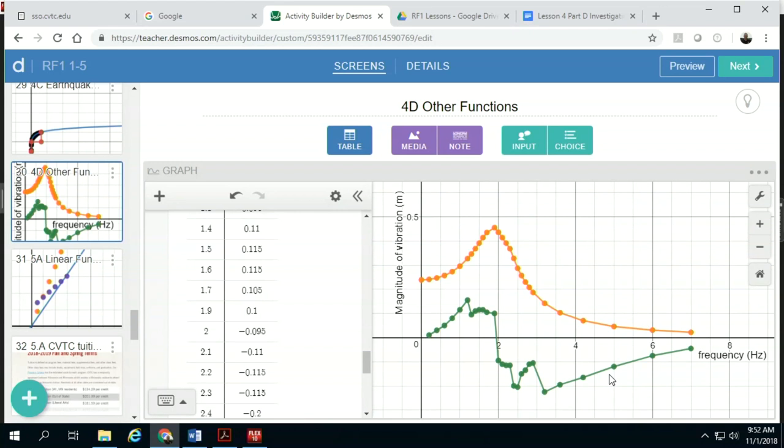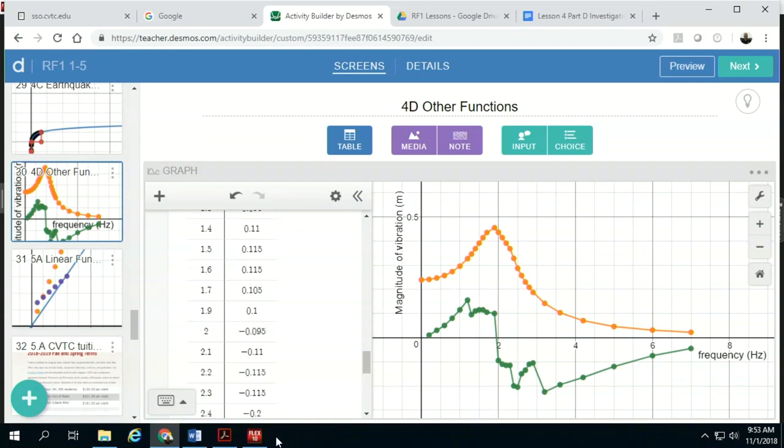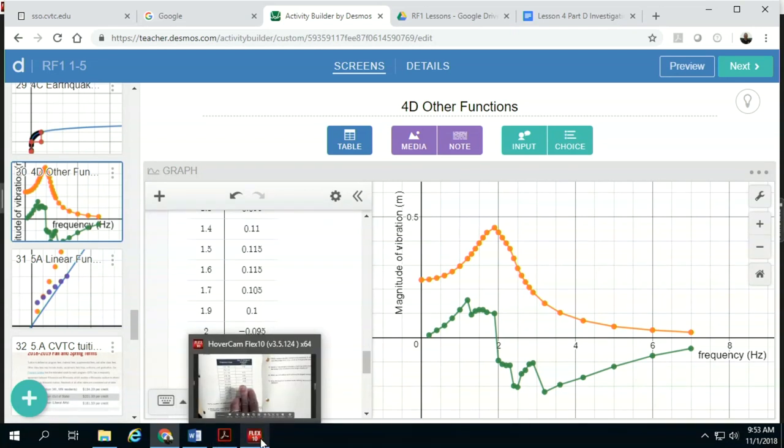Number 6. Which causes a greater change in amplitude? Changing from 1.5 to 1.6 or from 2.2 to 2.3? 1.5 to 1.6, 2.2 to 2.3. What did you notice about those two? They're the exact same, right? Except one of them is negative and the other one is positive.